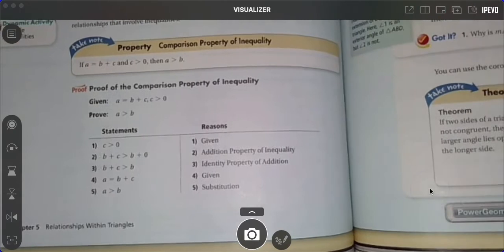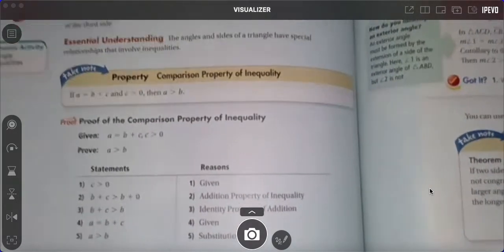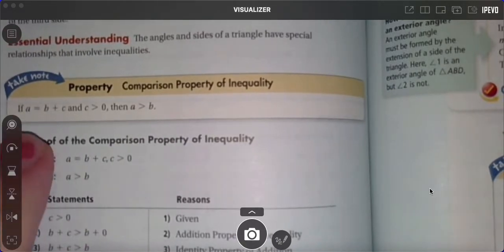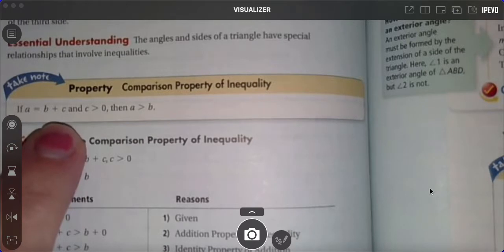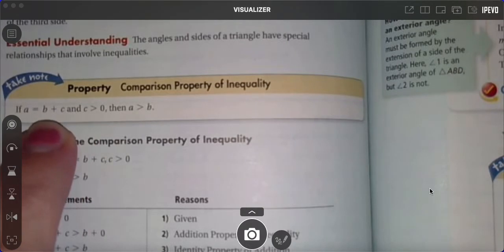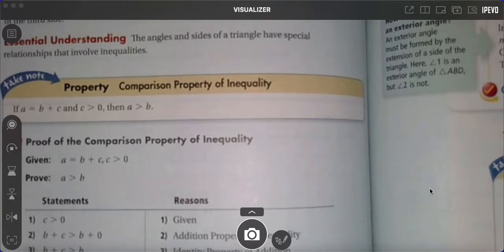It might be a little confusing at first, and then we'll get into some problems, and you'll understand it. I promise you'll get it. And I'm hoping it's kind of common sense, but it says if you have that A is equal to B plus C, and C is bigger than 0, then A is bigger than B. Now I want you to think about that. If A is equal to a number added to B, wouldn't A be bigger than B? I know it's a lot, but it's common sense.